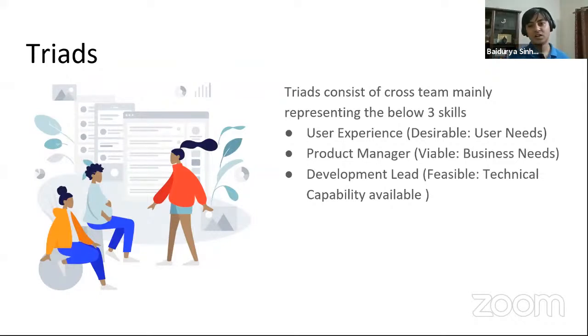So user experience people do the desirable, business needs is the viable, which is done by the product manager, and the feasible, the technical capability, is done by the development lead. And this together is called a triad.